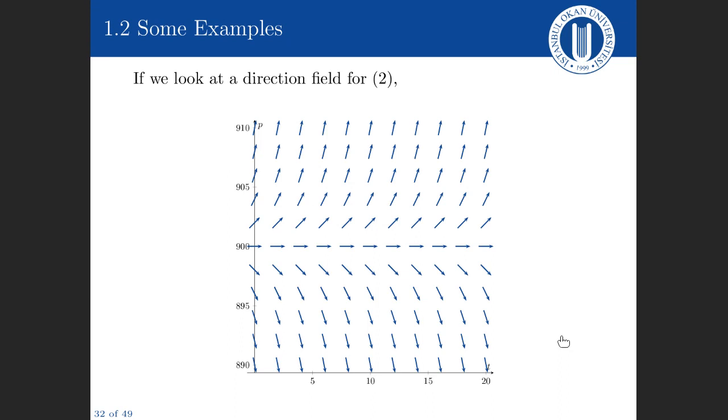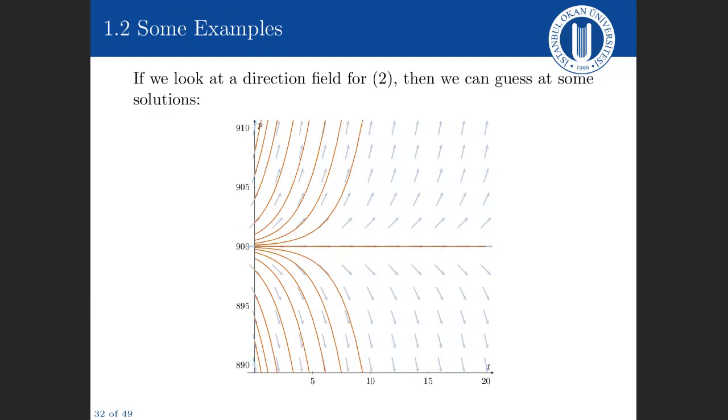If we look at the direction field for this equation, we can guess at some solutions. Here they are. Just by following the arrows, we can draw some solutions. If we start at 900, we have an equilibrium or constant solution. If we start higher than 900, the solution will increase.